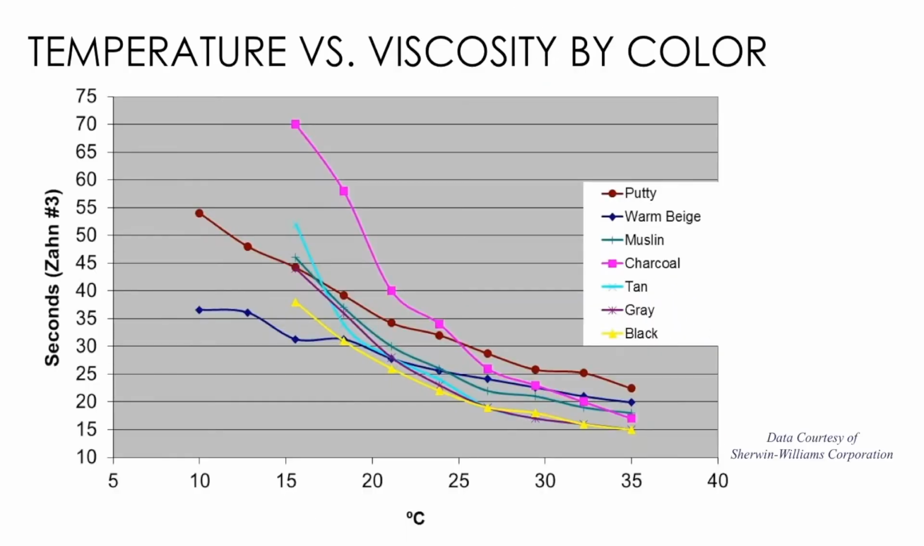The black, for instance, will have to be run at about 21 degrees C. The muslin and warm beige will have to be run around 24. The charcoal is going to have to be run at about 26 and a half, and the putty is going to have to be run north of 29 degrees C. How do we handle that in our manufacturing process?